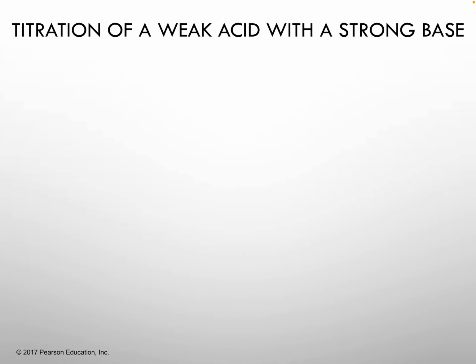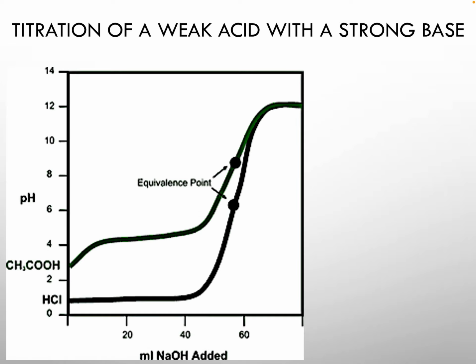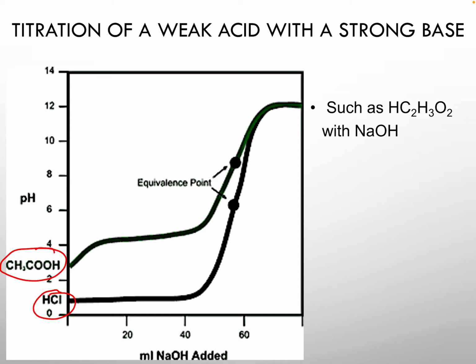All right, so let's look at what the titration curve looks like for a weak acid with a strong base. So here it is. This one here is acetic acid, and the top curve is the titration of a weak acid with a strong base, whereas the bottom curve is the titration of a strong acid with a strong base that we looked at last time. So if you'll notice, when we are titrating a weak acid with a strong base, there are a couple things that are different with this curve.